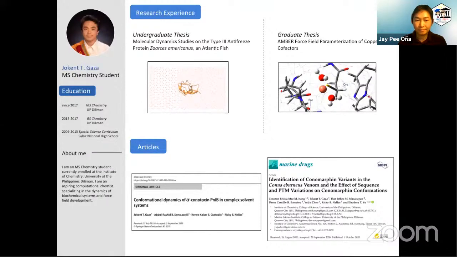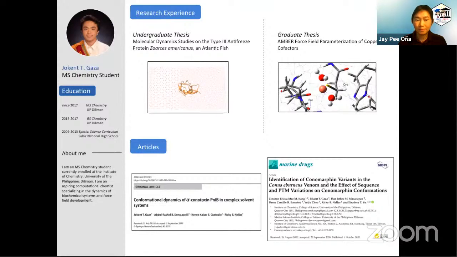Other than my thesis, I've also worked on different projects under the supervision of Dr. Kenelias. Two of these projects have been published in international journals, and both of them are about neurotoxins. Neurotoxins refer to neurotoxins present in the venom of cone snails.